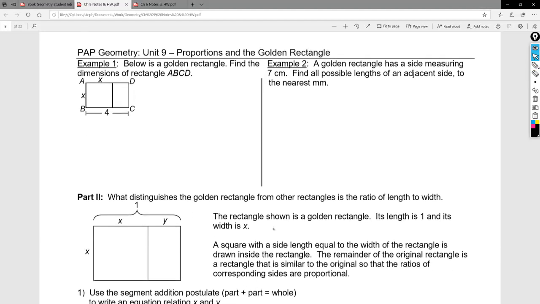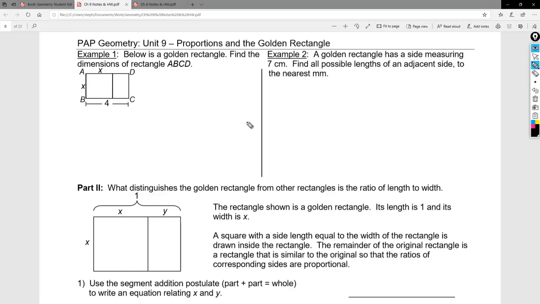Okay, let's go through a few examples of how to actually do this. So we have a golden rectangle here, and they want us to find the dimensions of the outer rectangle ABCD. So I'm just going to set up a proportion. I'm going to be using ABCD and relating to my inner rectangle here.